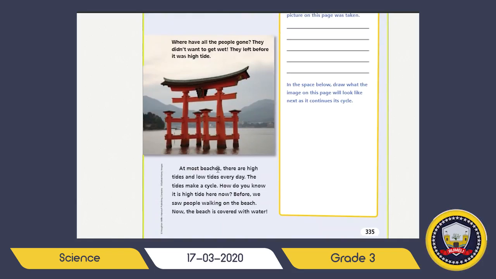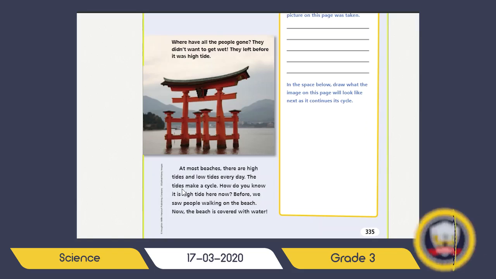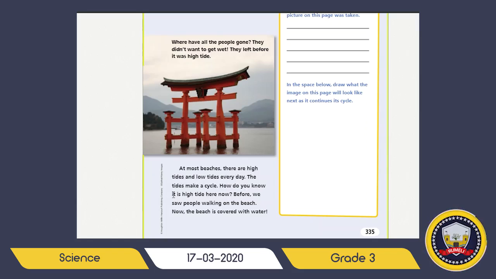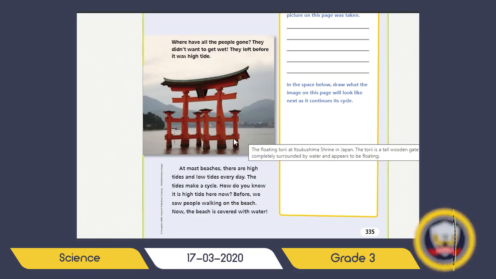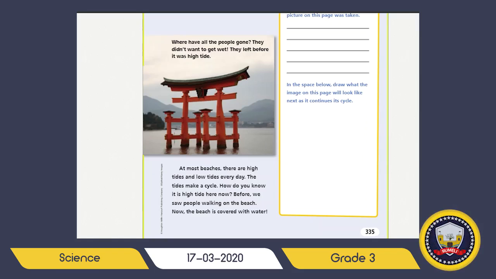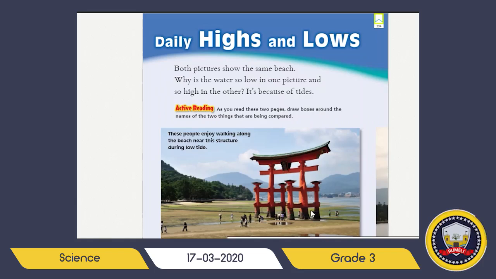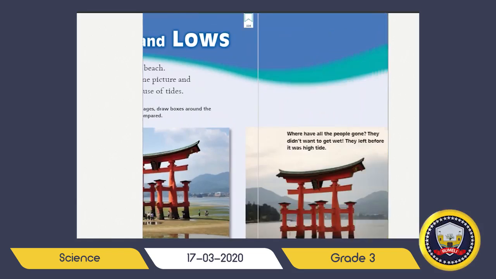At most beaches, there are high tides and low tides every day. The tides make a cycle. How do you know it is high tide here now? Before, we saw people walking on the beach. Now, the beach is covered with water. So we got it. Here high tide happened. And here, low tide. Perfect.